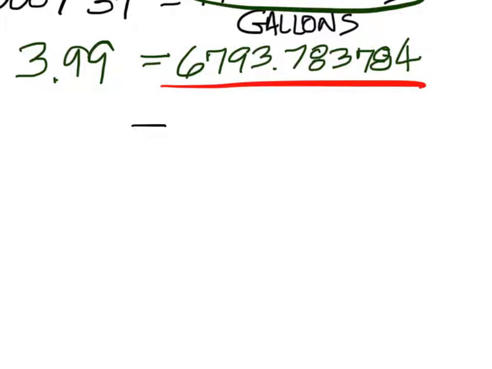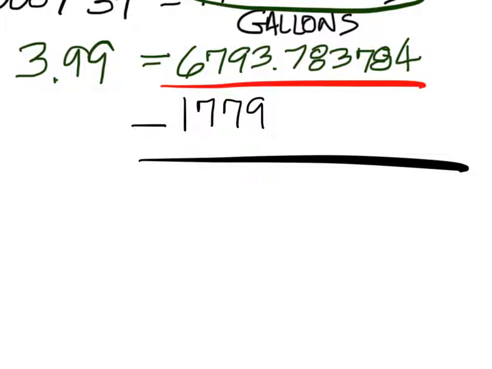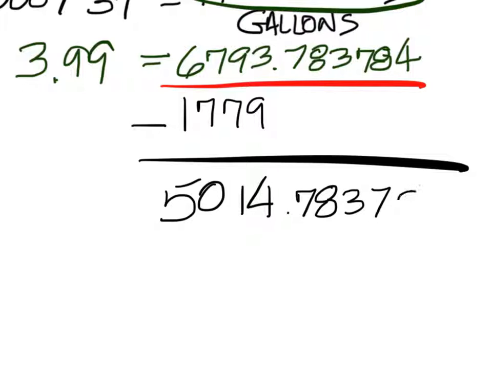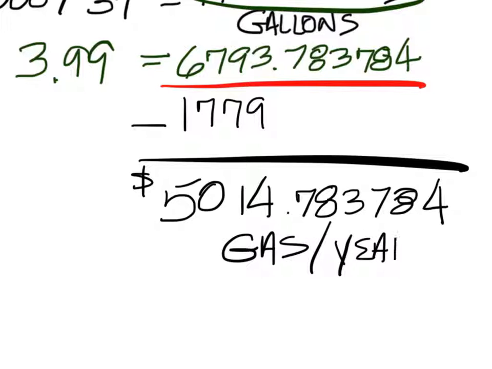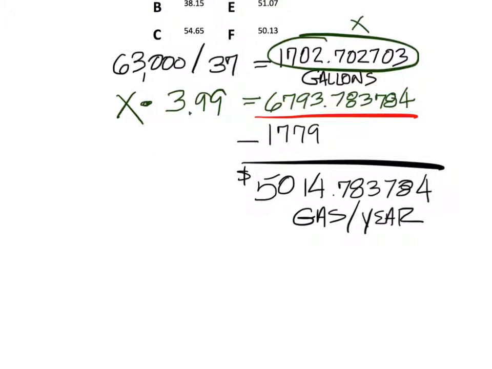All right, so minus $17.99. And we come up with 5014.783784. And that is how much money she is spending on gas per year. All right, if she spent that on gas per year and the price of gas remains $3.99, how can I find how many gallons of gas she used? Yeah, divide that by $3.99.